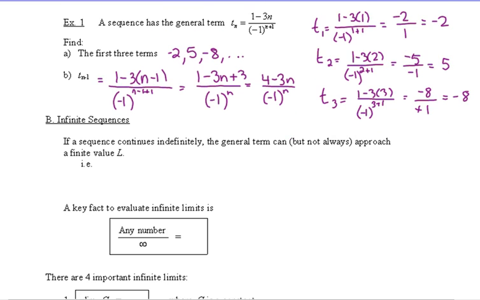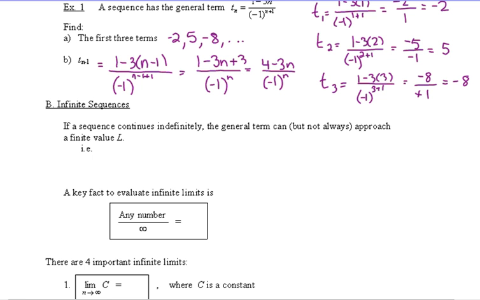Okay, what's an infinite sequence? Well, it's a sequence that goes on to infinity. If a sequence continues indefinitely, the general term can, but not always, approach a finite value. So not always will it actually approach a finite value, but it can, which is what that says exactly. So term 1, term 2, term 3, term n.